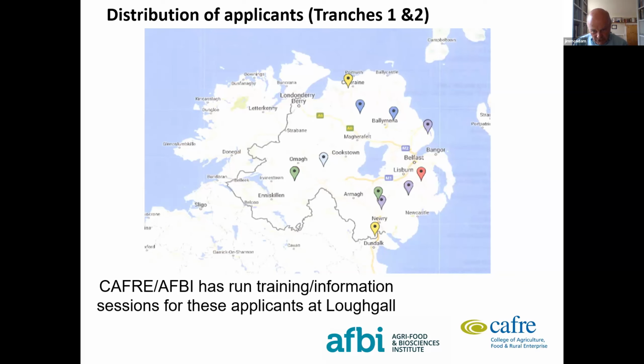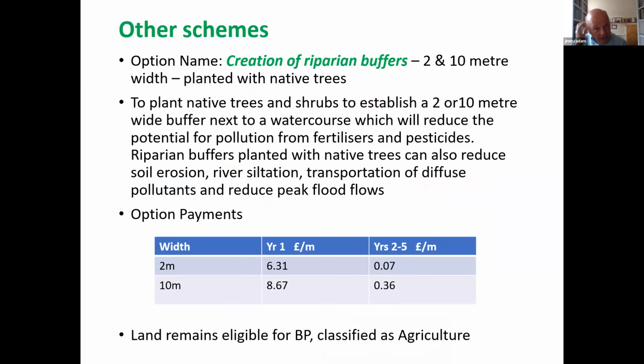CAFRE, the College of Agriculture, Food and Enterprise, provides the backup and the support for those people who are in the scheme. Then just a word or two about the other schemes to plant trees. As I said, there's an option to plant riparian buffers at 2 and 10 meters from the stream or watercourse, planted with native trees.